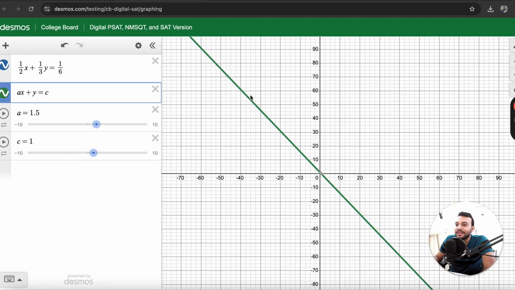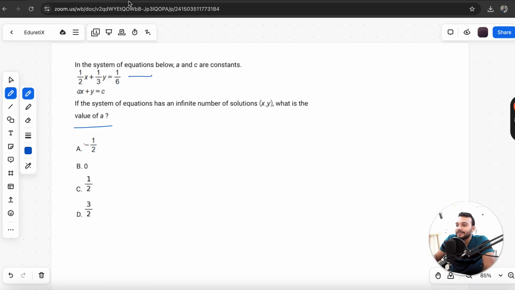So the two lines are meeting each other at all points, and the value of A is 1.5. So A is 3 over 2 or 1.5. This is the correct one. See, you got to solve directly through DESMOS. Otherwise, what's the direct rule?